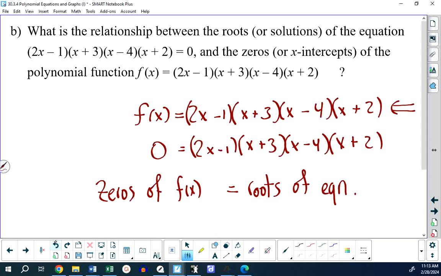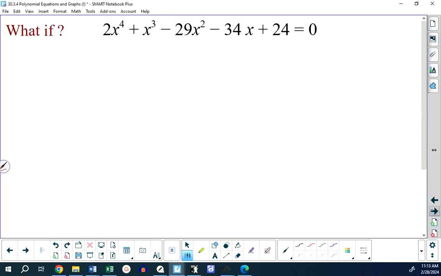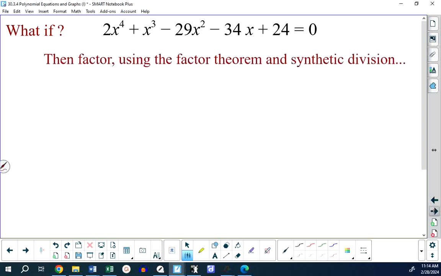Now, I have a question for you, though. What if I said solve this equation? Well, you know what you'd have to do? You'd have to factor it. You'd have to use all of your mathematical skills to factor this. Now, maybe if it's a machine scorable question like a multiple choice or a numerical response, you can cheat and do it on your calculator, right? But otherwise, you'd use synthetic division and the factor theorem.